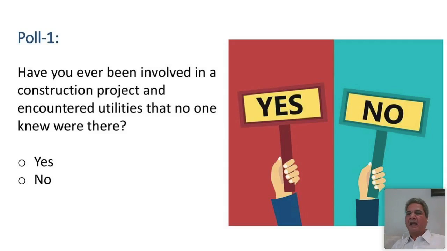The poll is: have you ever been involved in a construction project and encountered utilities that no one knew were there? Let's say it can be a small construction project, doing some piling somewhere for a flyover or putting in a new cable or pipeline, and suddenly you discovered a utility which no one actually knew was there. Just answer yes or no now that the poll is open.